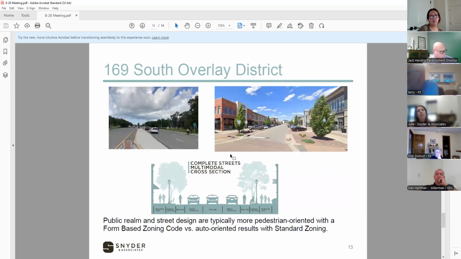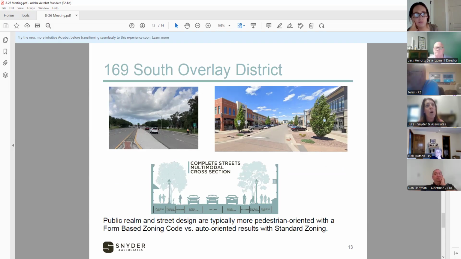And then what do the streets look like? The top left is a standard street design that you see all over in any town USA. You have your lanes, your medians, your sidewalks. It may or may not have a bike lane. Your buildings are set further back off the street.